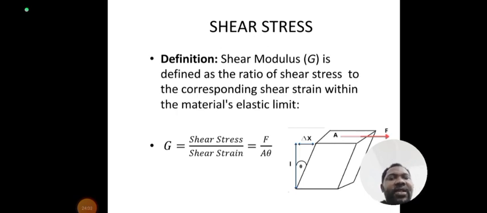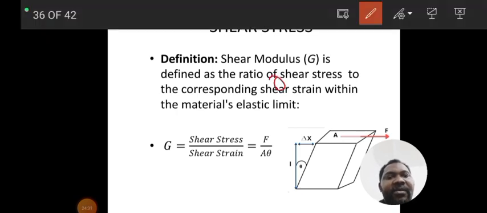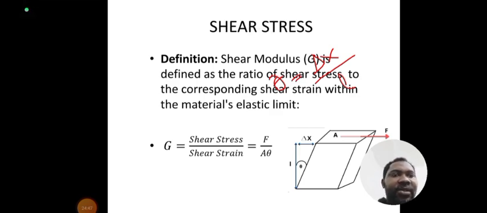Now the shear modulus is defined as the ratio of shear stress to the corresponding shear strain within the material's elastic limit. So based on the definition, you can see the diagram there. Your shear modulus is shear stress over shear strain. Shear stress is force over area. Shear strain is theta. That theta there actually represents extension over length. That means changing shear length all over the length. Okay, it's important for us to know that.